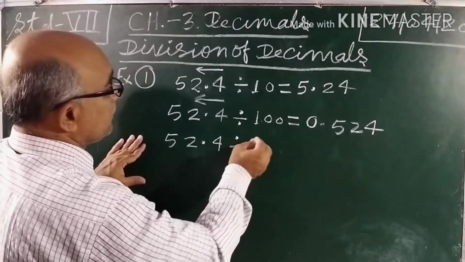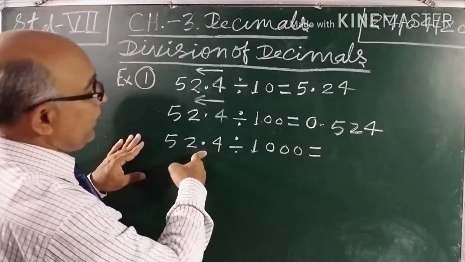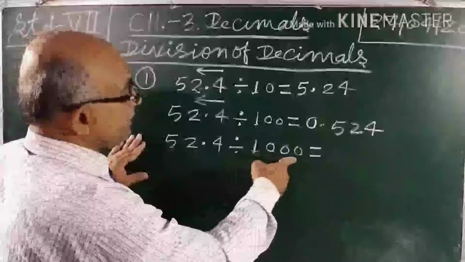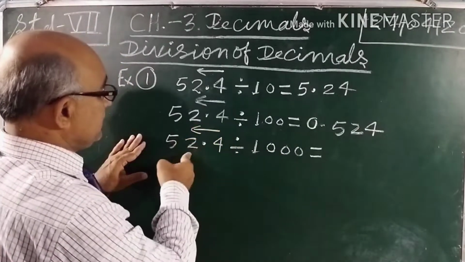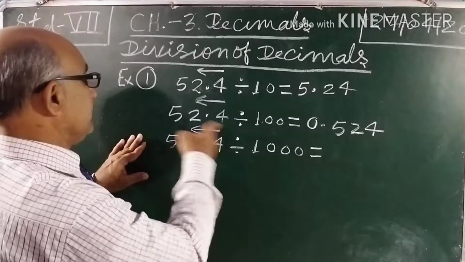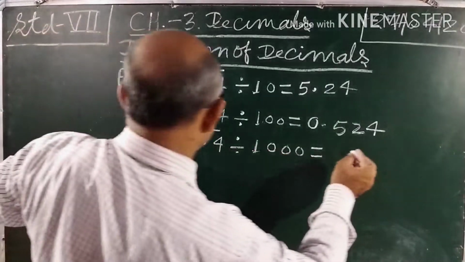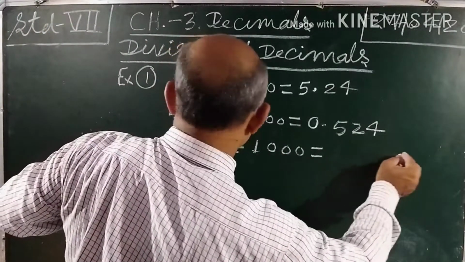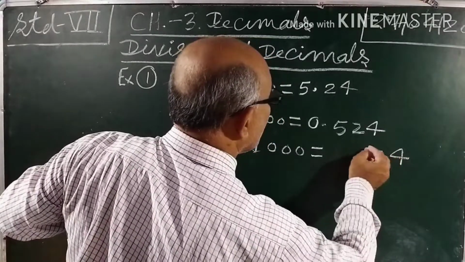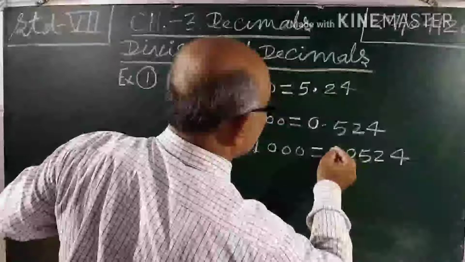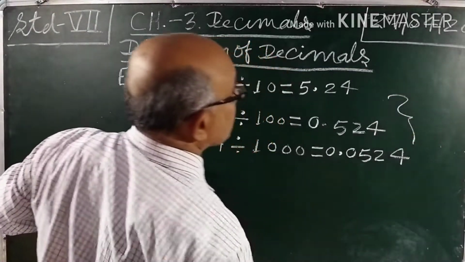Next, 52.4 divided by 1000. 52.4 is divided by 1000, three 0s after 1. So the decimal is shifted 3 places from right to left: 1, 2, 3. So 0.0524 is the answer.